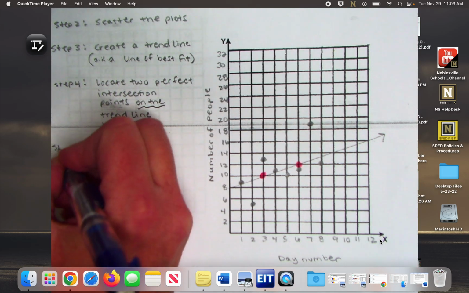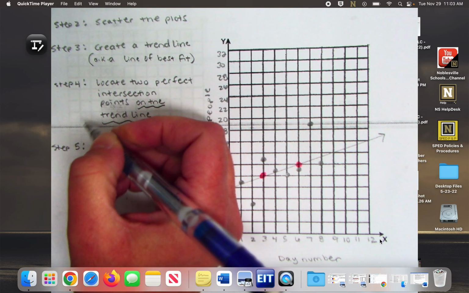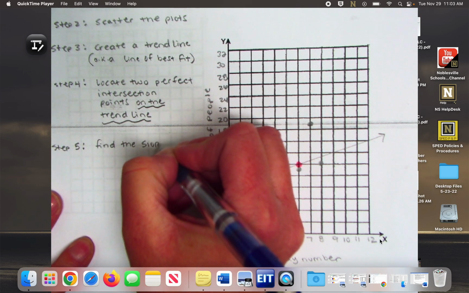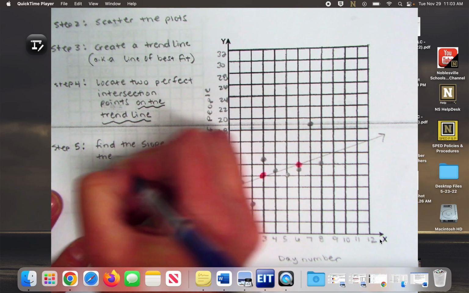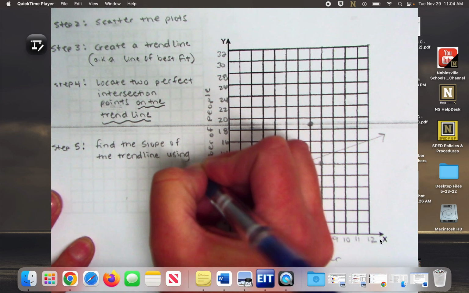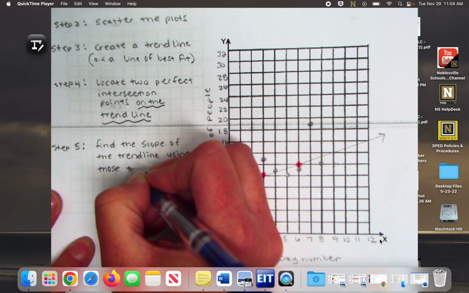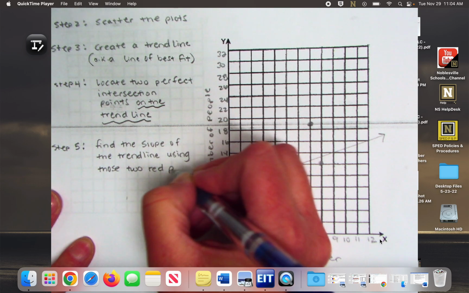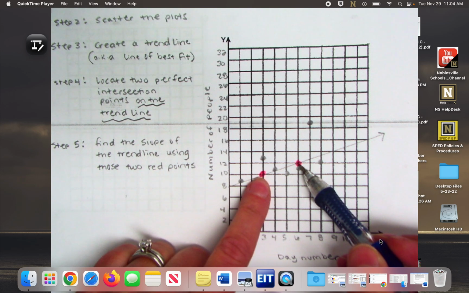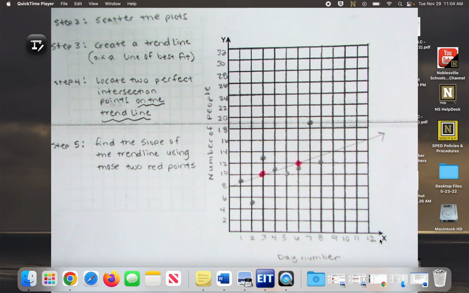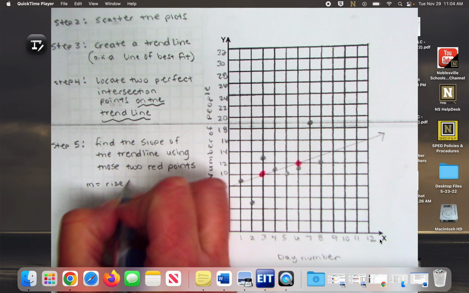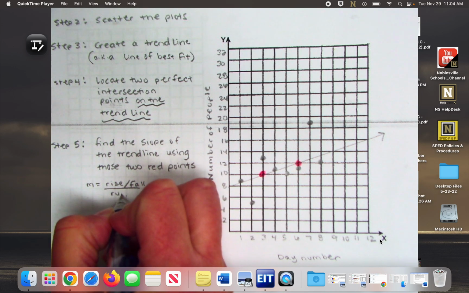Step 5 is to find the slope of the trend line using those 2 red points we created. So again, we are ignoring every other point. Now we're just focused in on these red ones. Okay? So my slope, remember, is rise or fall over run.